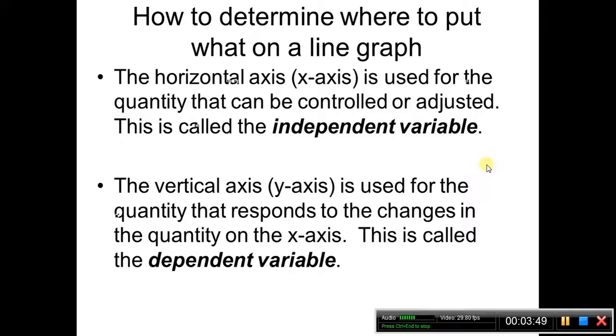So if you're doing an experiment, or if a scientist has done an experiment and you're looking at data, whatever data was measured, that's going to be the dependent variable. So that could be the temperature. You can measure temperature, you can measure height, you can measure concentration, you can measure mass, like in grams or kilograms. Those are all dependent variables because they're the data that we collect.